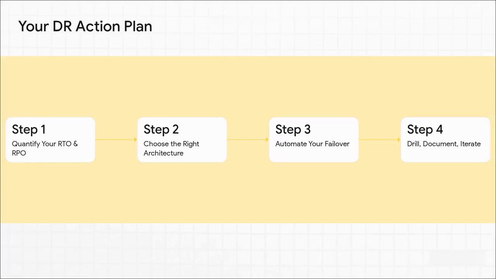So what does all this mean for you? Well, here's a simple playbook. Step 1. Go talk to your business and get actual numbers for your RTO and RPO. Don't guess. Step 2. Let those numbers guide your choice of architecture. Step 3. Automate everything you possibly can, but document it like you have to do it by hand at 3 a.m. And finally, the most crucial step of all: drill. Find what's broken, fix it, document it, and then do it all over again.